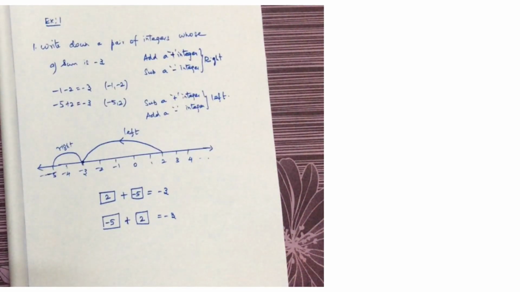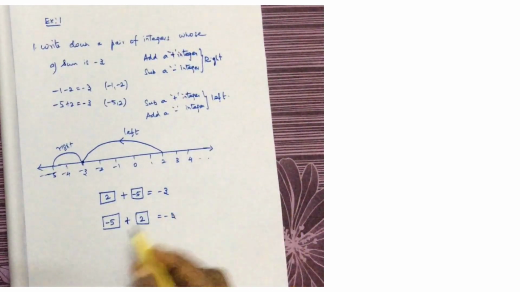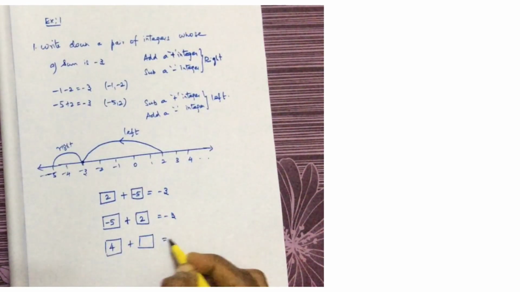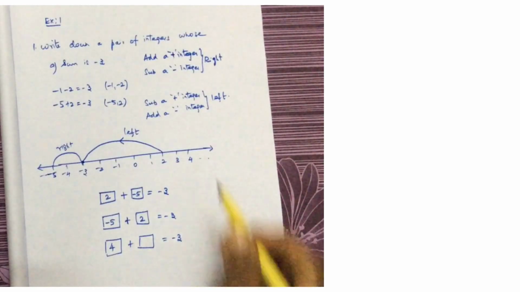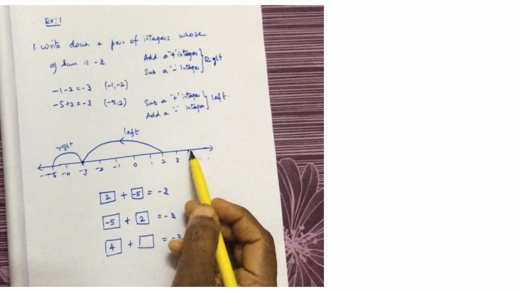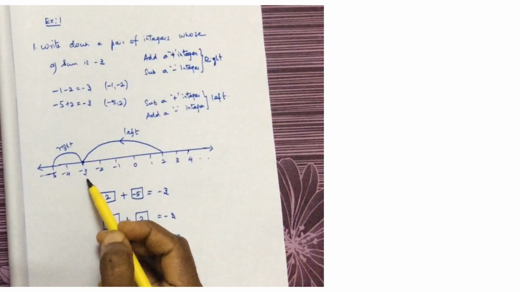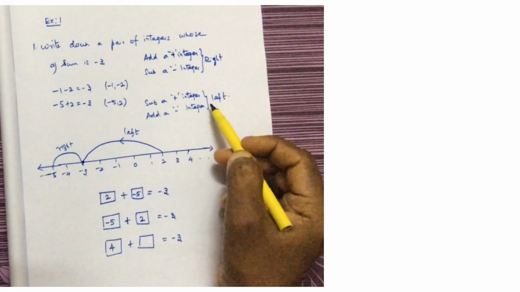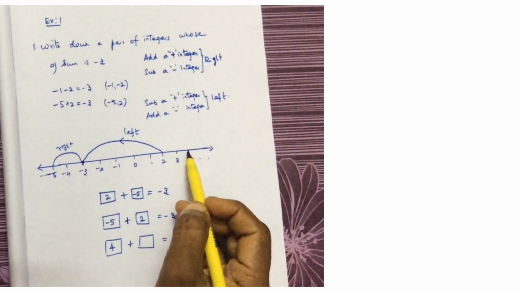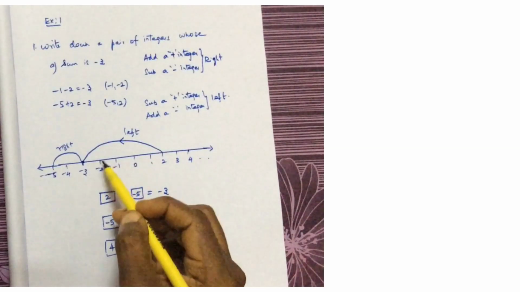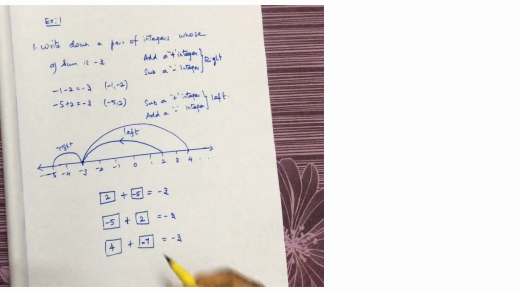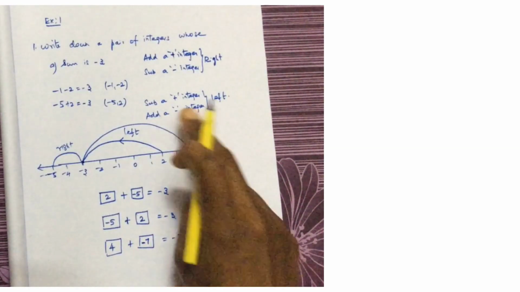Okay, let me do some more examples. Let me take this 4 here, and here is minus 3. Now here is 4. So from 4 to reach minus 3, I have to move left. So left, adding a negative integer. So from 4 you have to count 1, 2, 3, 4, 5, 6, 7. So here it should be minus 7. This is adding a negative integer.